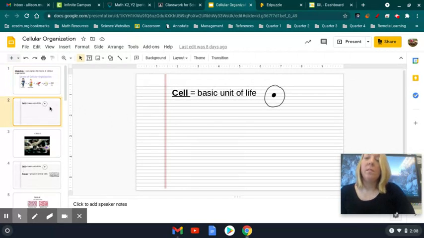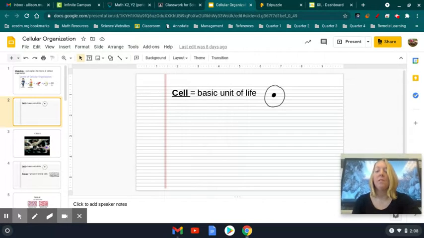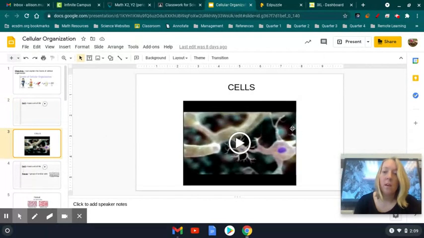So the cell is the starting point. It's the basic unit of life. There's a picture of one single cell. Inside, there's a little nucleus, so it's like a blob with a nucleus. Basic unit of life. I posted this video as a YouTube link that you can watch. It shows you some real graphic details of what the inside of cells look like.